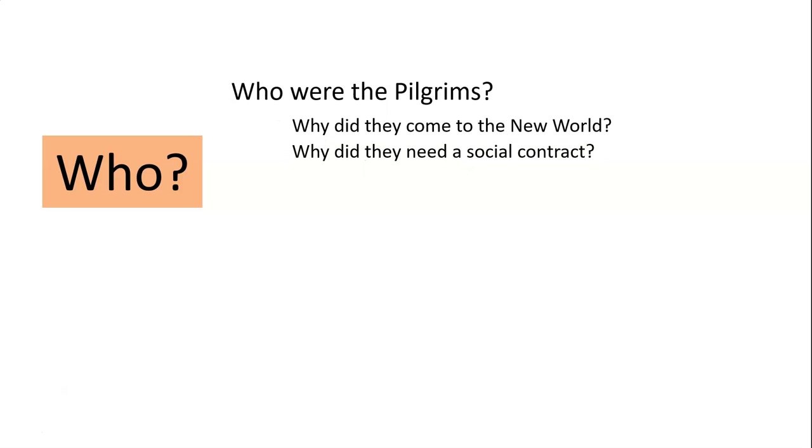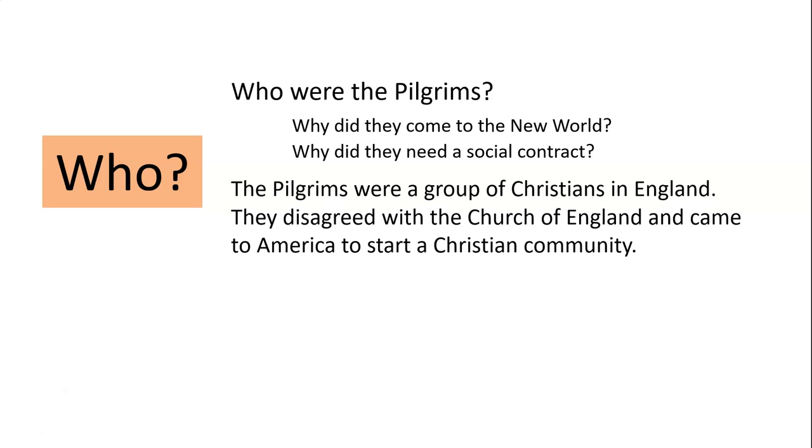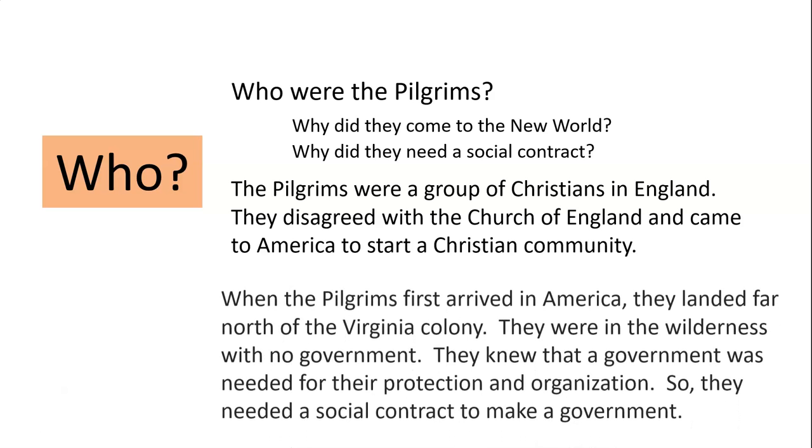All right, then we're going to talk about who were the Pilgrims. Why did they come to the New World? Why did they need a social contract? So now you're going to talk a little bit more, give a few more details here. You're going to talk about how the Pilgrims were a group of Christians in England. Specifically, they were sometimes called separatists or Puritans. They disagreed with the Church of England, and they came to America to start a Christian community. If you want to give more details, that's great. But tell us about, who were the Pilgrims and why did they come to America?